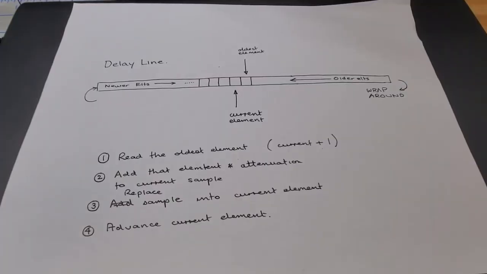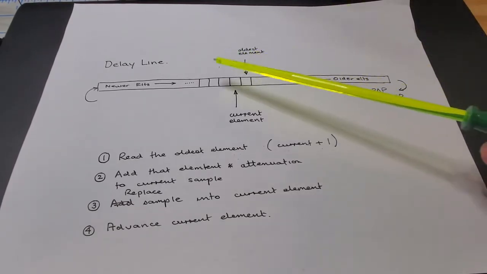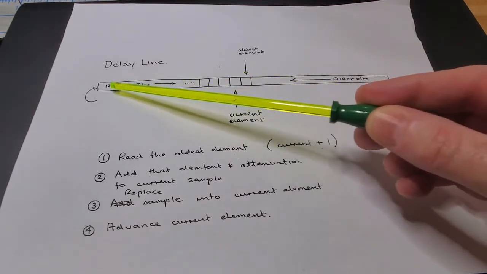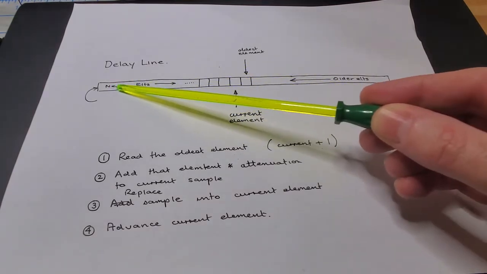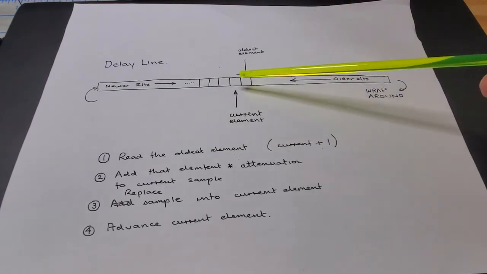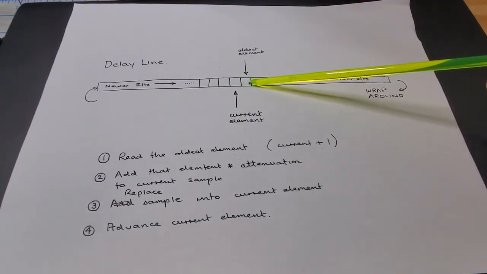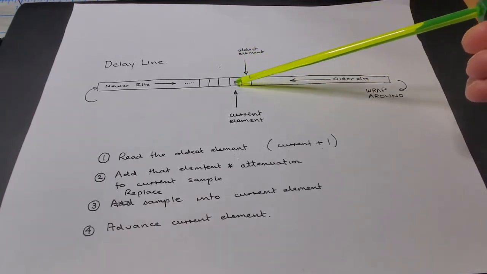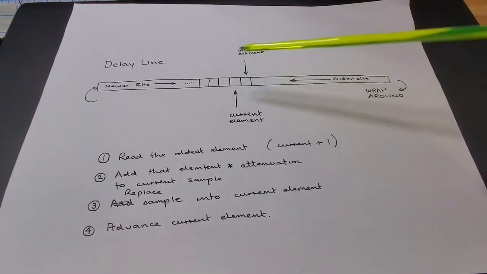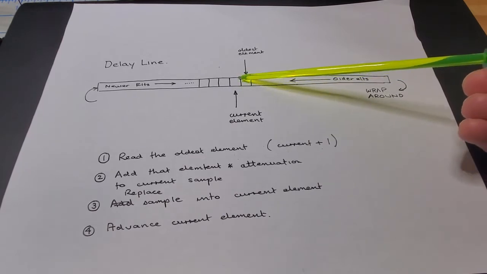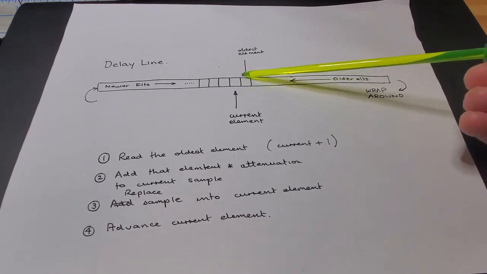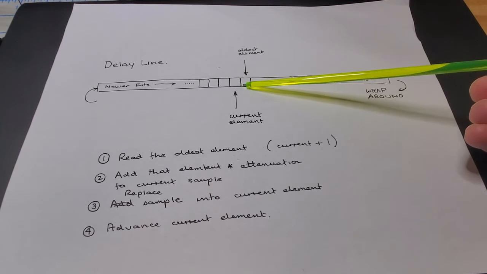Okay, so in order to create the echo effect, the first thing we need to do is create an array that acts as the delay line. So here's a conceptual view of the delay line, and the way it works is it's a ring buffer. Newer elements are here, the current sample is placed here, and it marches this way. As new samples come in, it marches this way. So the element just to the right in the ring buffer of the current element is the oldest element.